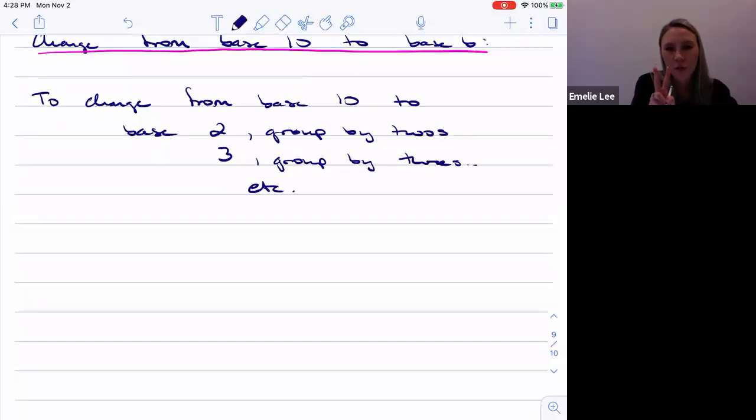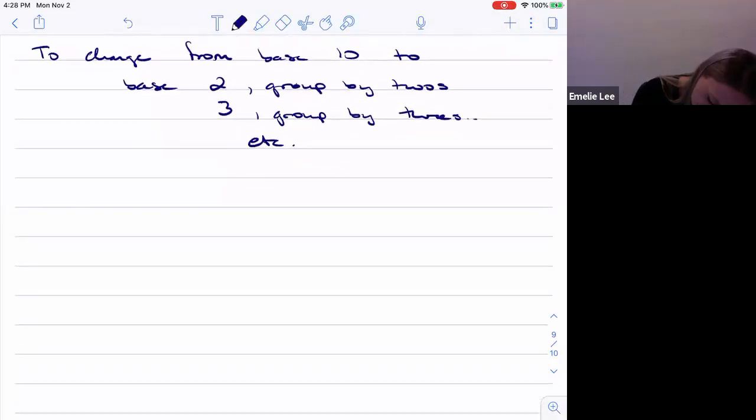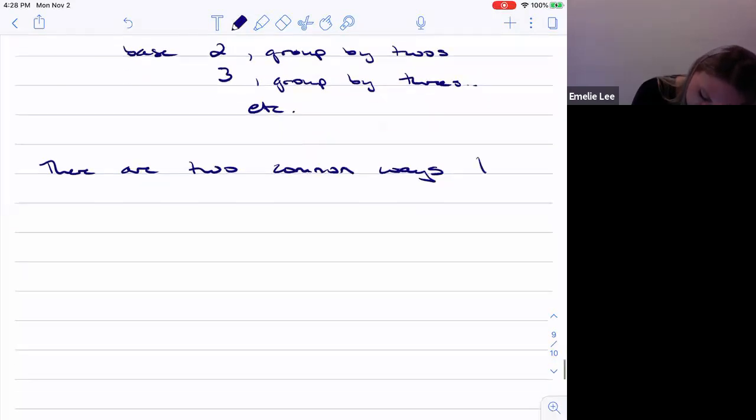So there are going to be 2 ways that we can do this, and it doesn't matter which way you use, as long as one of them clicks for you, use that one. I'm going to do both ways, side by side. But I want you to pick the one that makes the most sense to you, and then just stick with that one. You don't have to learn both. Okay. So there are 2 common ways to go from base 10 to base B.